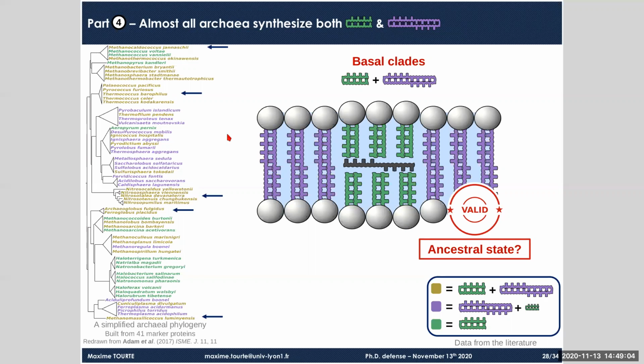If we look more closely, we can see that all the basal clades of this tree, for instance here, but the Thermococcales as well, or here, are in yellow, so could synthesize both diethers and tetraethers. And like for Thermococcales, this suggests that the membrane organization could be an ancestral feature of Archaea.